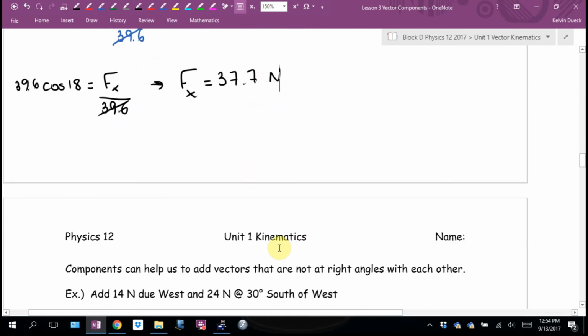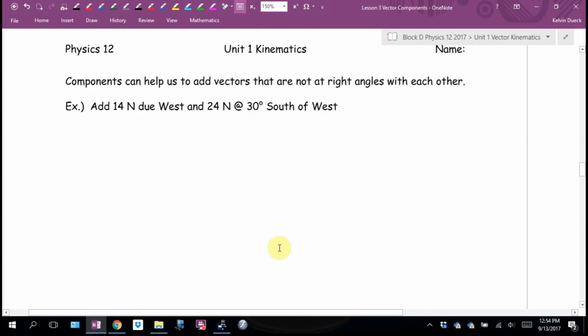Let's see if we can apply some of this. Components can help us add vectors that are not at right angles with each other. Add 12 newtons due west and 24 newtons at 30 degrees south of west. Well, I see angles and compass directions, so I'm going to start out by doing that. Tristan, can you read to me the first vector that they gave me, magnitude and direction?